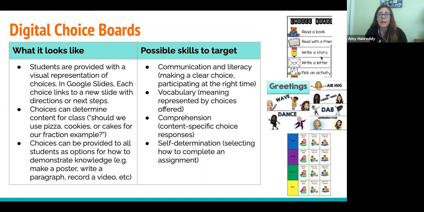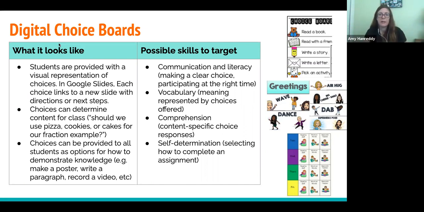The top right has just an example of maybe how they're going to complete a literacy activity. So all students might have the same choices: read a book, read with a friend, write a story. And for the student with more significant needs, they might be touching or learning to click on the choice that they're making. So that's part of the skills that they're developing. And then maybe all those students go into breakout rooms with the groups that made that same choice.